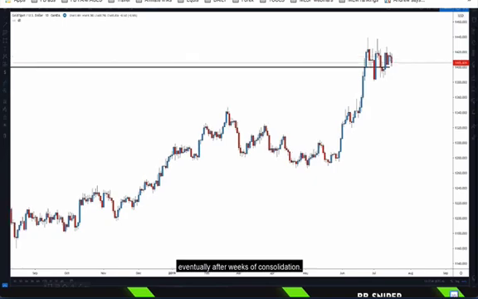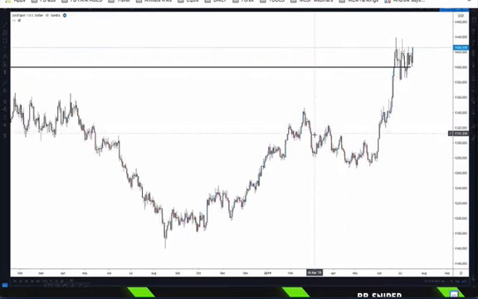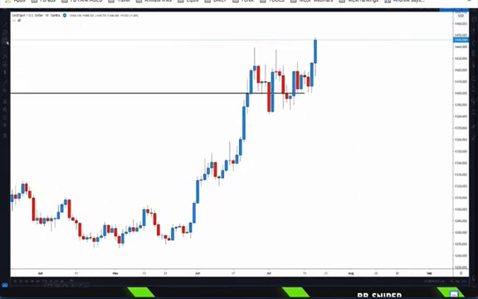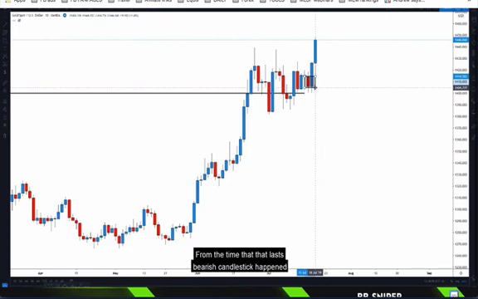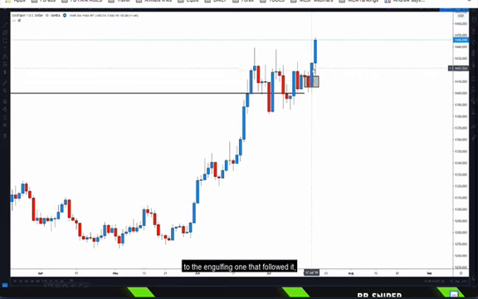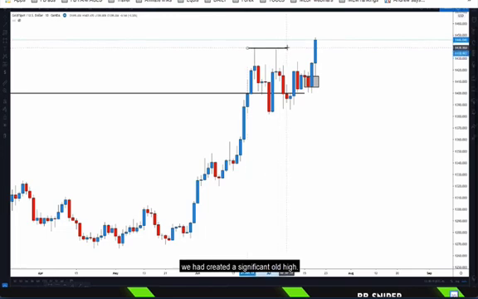Eventually, after weeks of consolidation, paying attention to the candle bodies, higher lows, coiling up, getting ready for an expansion. From the time that that last bearish candlestick happened to the engulfing one that followed it, we had created a significant old high.